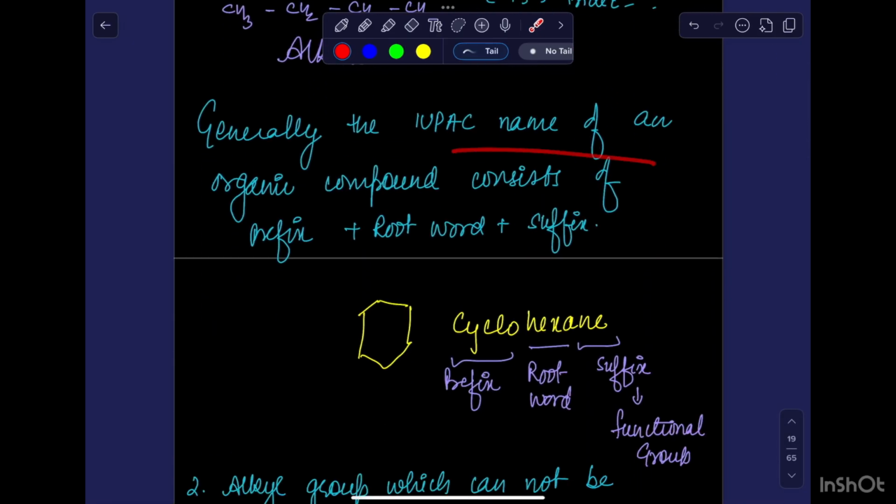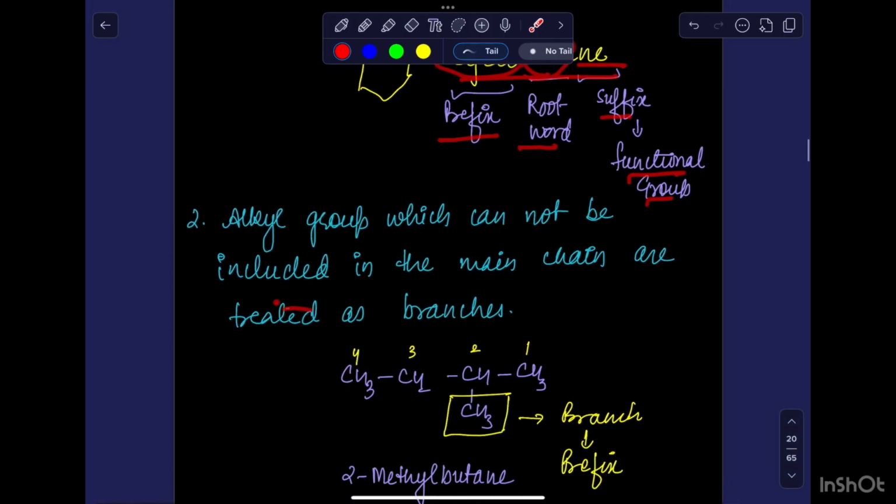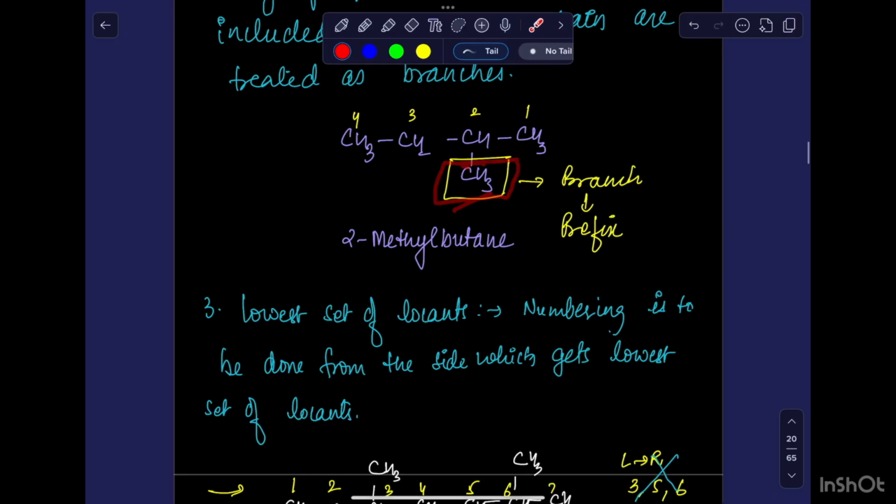and no double or triple bond, so ane will come at the end. Generally the IUPAC name of an organic compound consists of prefix, root word and suffix. For example, cyclohexane: cyclo is the prefix, hex is the root word, and ane again shows that there is no double or triple bond, so it is a saturated molecule. Alkyl groups which cannot be included in the main chain are treated as branches. For example, here 2-methyl is a branch.